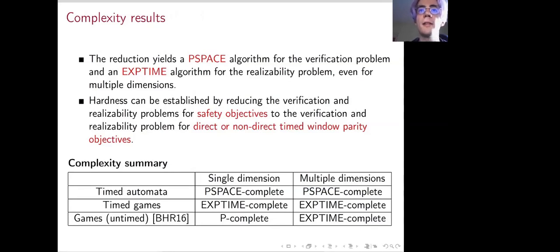If we compare the complexity of the multiple dimensional case for timed games and untimed games, one can notice that we have the same complexity class. So in other words, dense time comes for free for timed games with multiple window parity objectives. Thank you for listening to my talk.